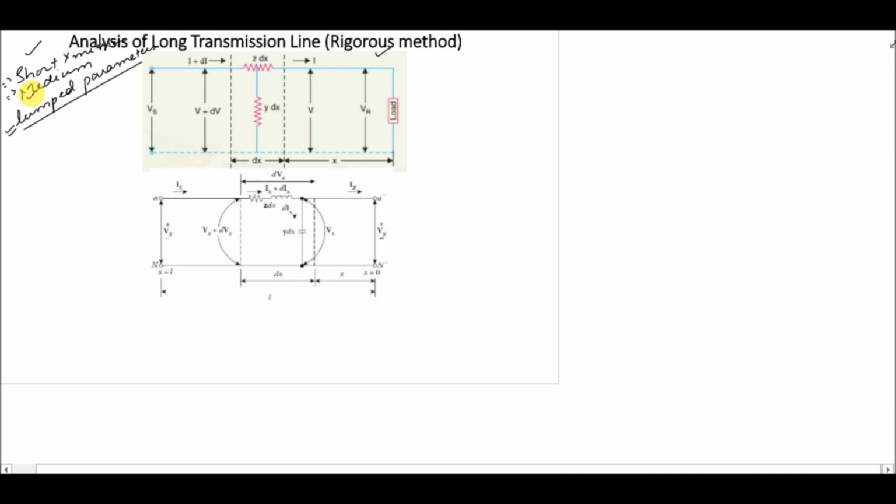But as we consider the long transmission line, if we consider the lumped parameters, the results are quite different and there is increasing error with the increase in the length of the transmission line. So therefore we have to consider the distributed parameters in case of long transmission line.